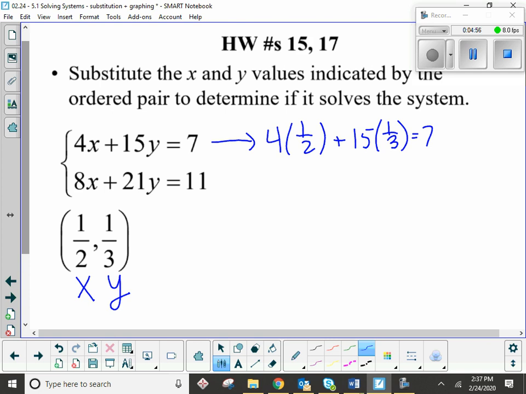And what is half of 4? 2. What is 1/3 of 15? And is it true that 2 plus 5 equals 7? So far, so good, okay? But that's not good enough to just answer yes, it is a solution. It also has to check out on the second equation. So you take a second, plug it into the second equation, and see what you come up with.